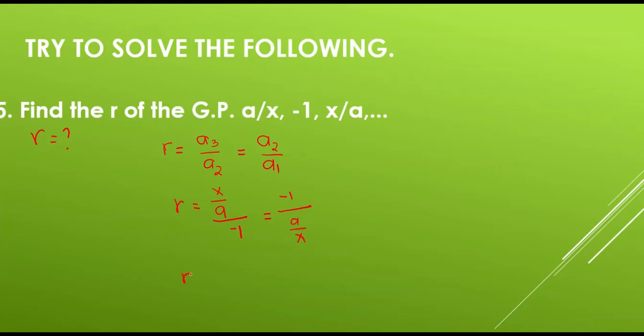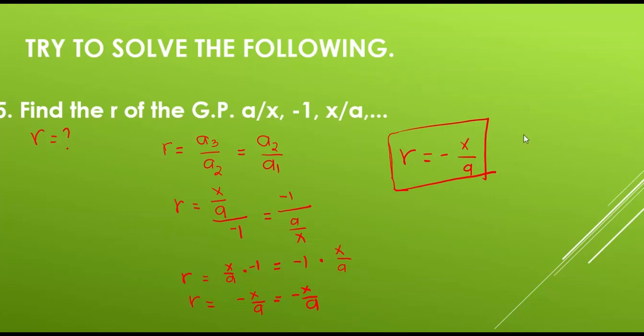So that is a complex fraction. So x over a times the reciprocal of negative 1, still negative 1. Then negative 1 times the reciprocal of a over x is x over a. So your common ratio is negative x over a. Yes. So therefore, our r is equal to negative x over a. Don't ask me to get the value of x because it cannot be found for this case.